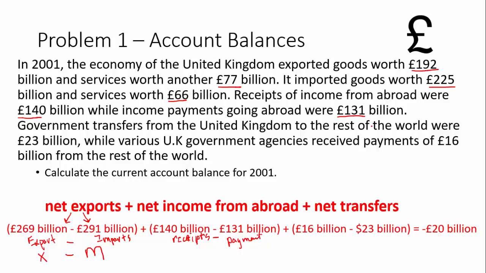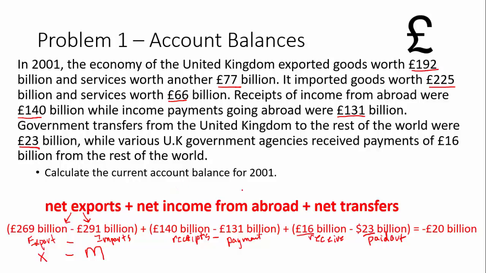And then we're going to add our net transfers, which are these right here. Our transfers from the UK out is 23. So that's our going out, negative. Our 16 is payments received. So these are the incoming, so this is received, and this is paid out, I guess you could say.